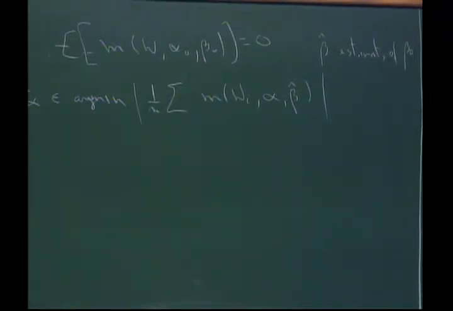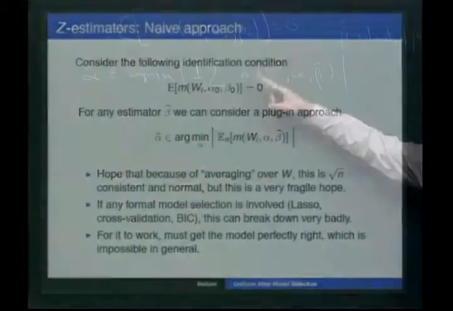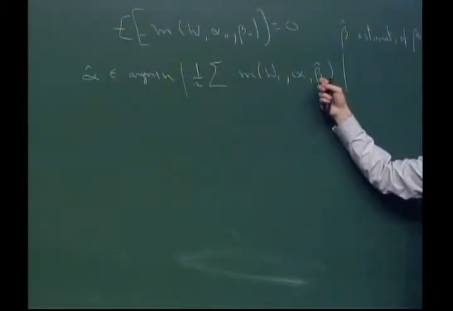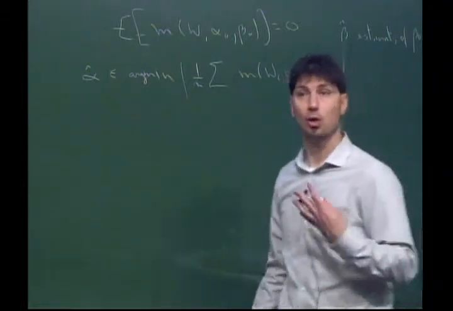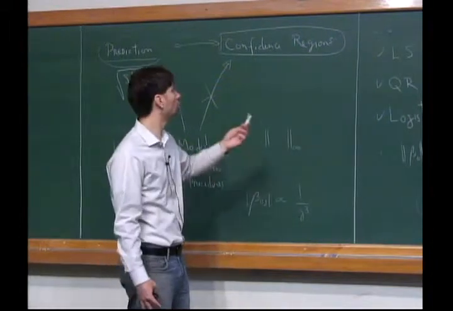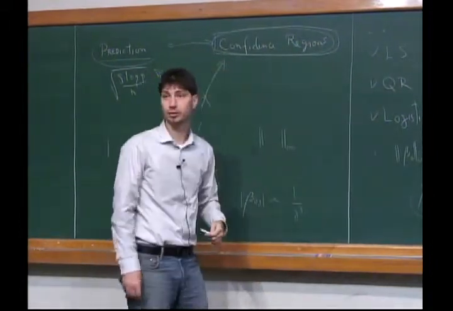The problem is that one might hope this average here would wash away the mistakes you have in beta hat. That intuition works if you are interested in some form of prediction. That intuition should not work in general, or in most cases, if you are interested in confidence intervals.